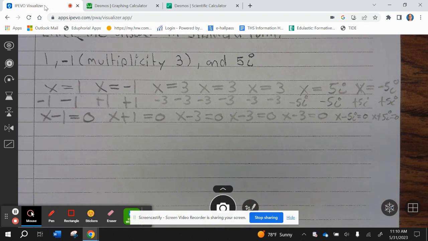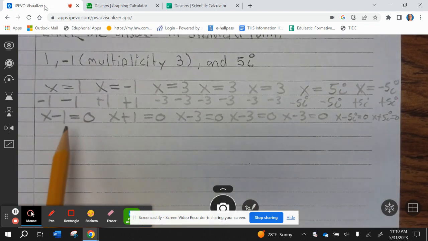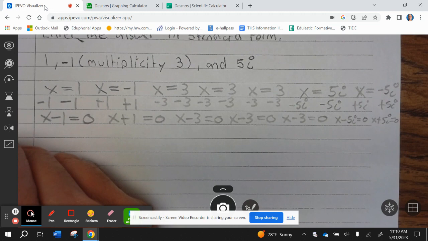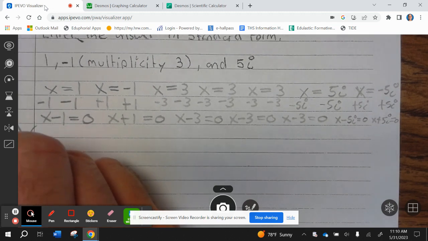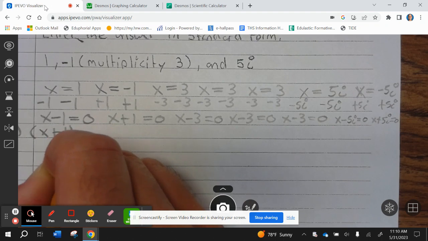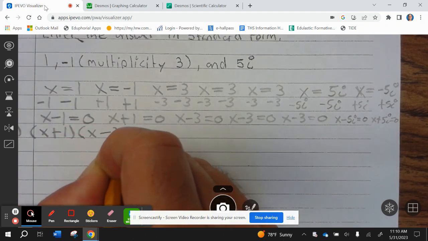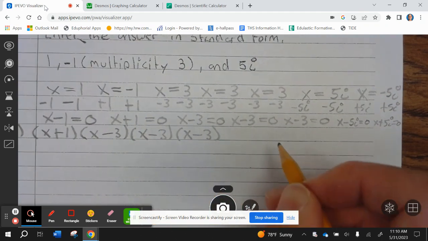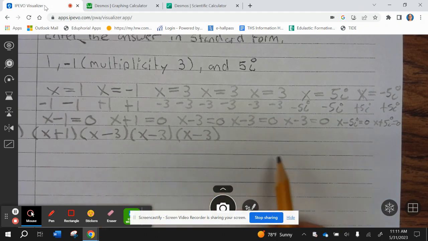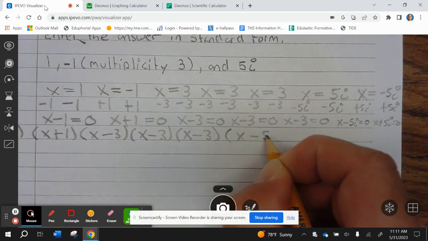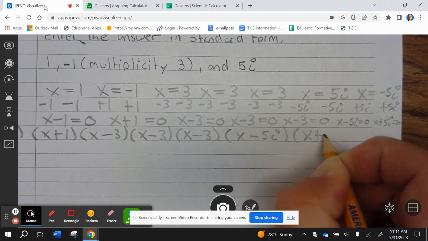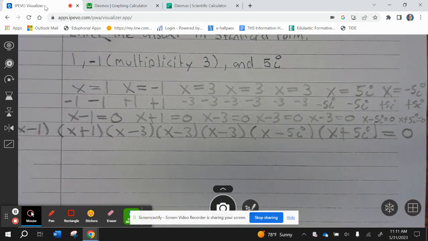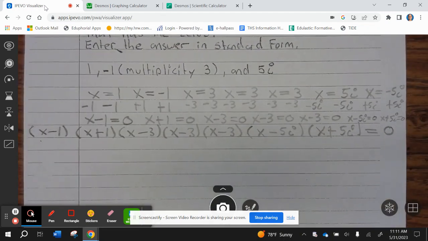All right. So now we have, and you can see kind of the paper is running out. This is really long. So I'm going to go ahead and start very far off this side. So then we have x minus 1 times x plus 1 times x minus 3 times x minus 3 times x minus 3. Right, we have 3 of them, so 1, 2, 3. And then we have x minus 5i, x plus 5i equal to 0. Oh, let me zoom out there so you can see the full.